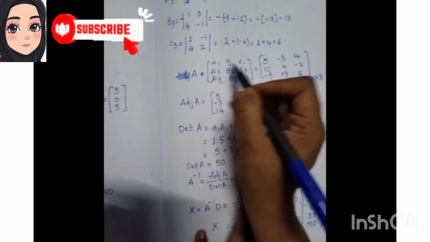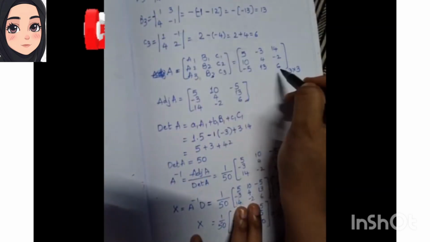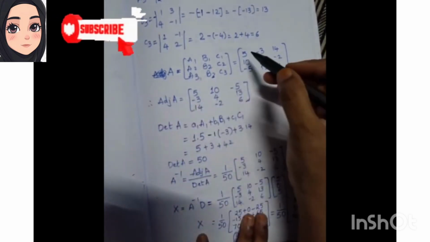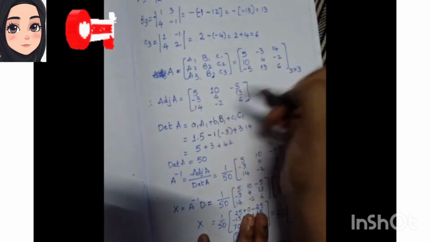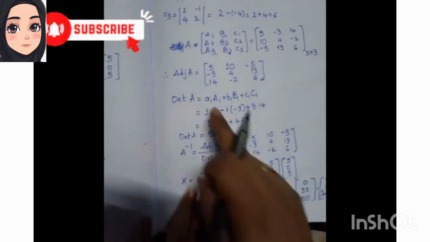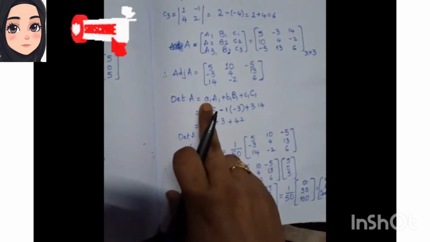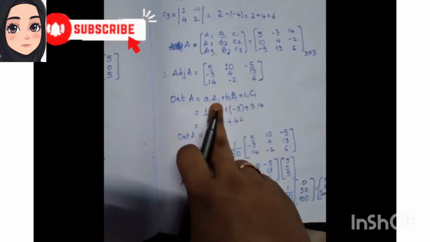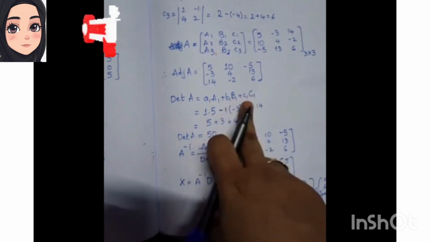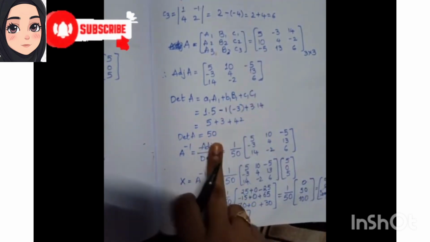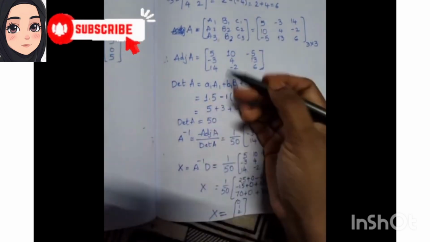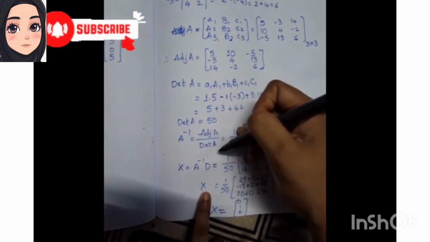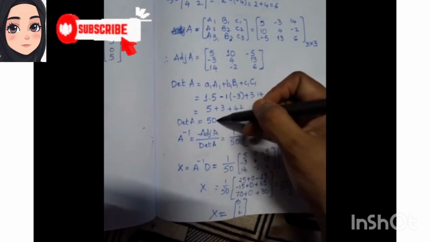Now substitute this adjoint A and determinant A in A inverse, that is the formula: A inverse is adjoint A by det A. So substitute this. Det A is 50, obtained here, and adjoint A is the matrix obtained here. Now what values do we have to find? X values. Finally we have the formula x equals A inverse of D. A inverse we have obtained here as 1 by 50 and this whole matrix we have to write, and D is given in the question, that is the constants. So x equal to 1 by 50 and we multiply with the single column and simplify by adding all terms. Now x equal to 0 1 2.